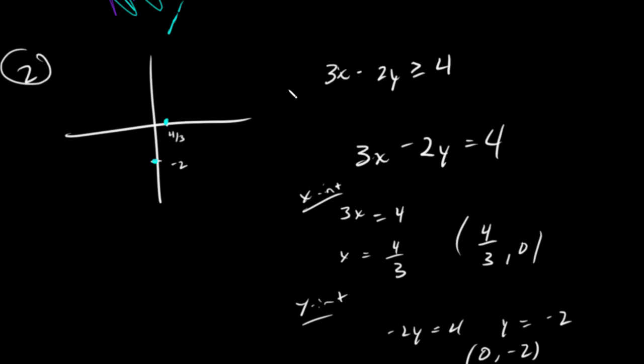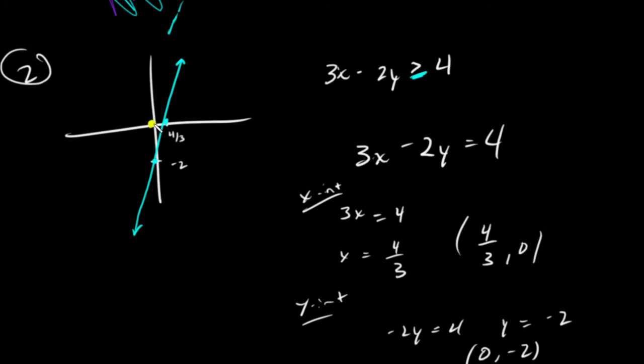However, do you do a solid or a dashed line? You do a solid line because it is an equal to. If it's equal to, you do solid. If it's not equal to, you do dashed. Solid line. Now you need to pick an ambassador to figure out which one to shade.